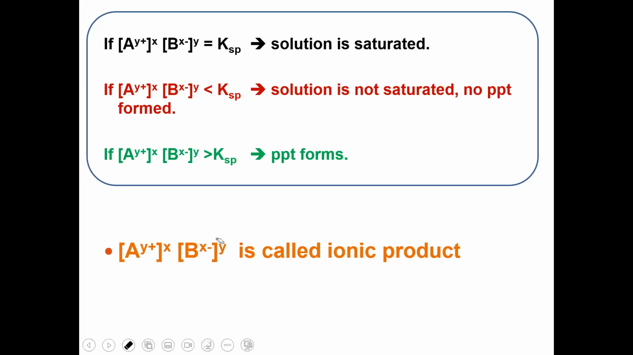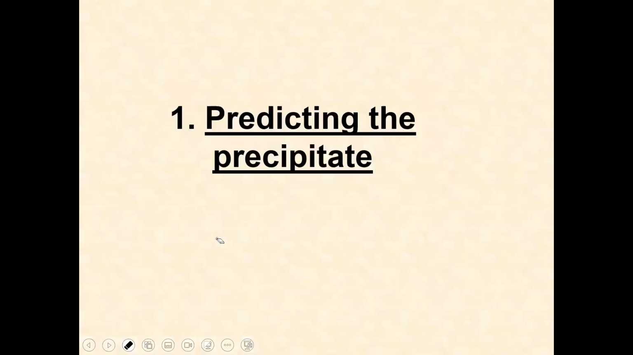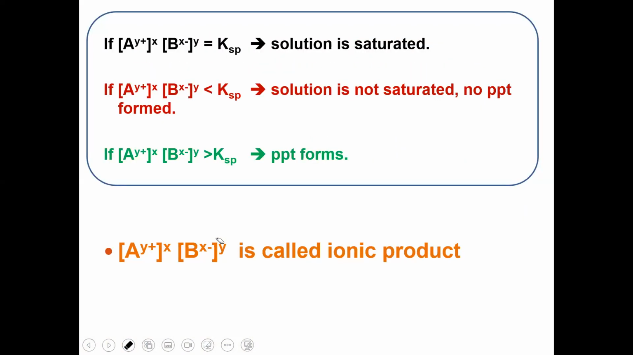So when we are willing to predict the precipitation, we will calculate our own ionic product, and then we will compare it with the KSP from the table. That is how we calculate it.